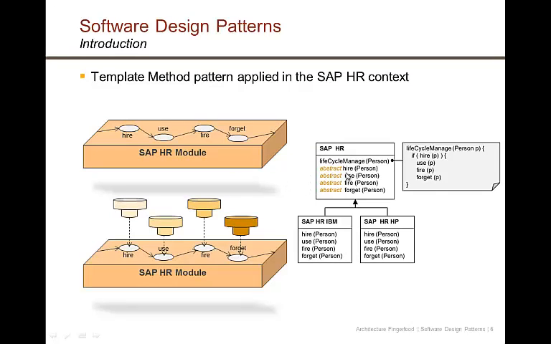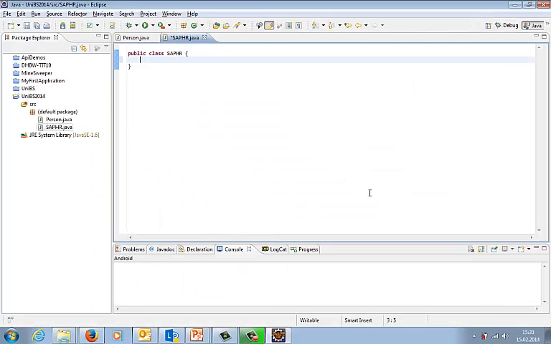So there is a method which is called hire and would expect a parameter of type Person and is qualified as abstract, and the same is true for all the other basic and primitive methods over here, and we are going to create them first. So hire, use, fire, and forget. All right, let's start with hire.